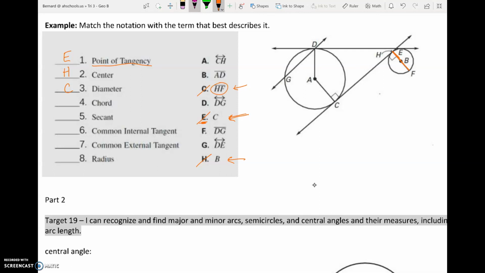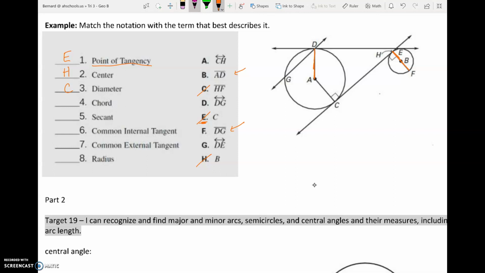All right, now a chord. A chord is a line that has endpoints on the circle. It's a segment that has endpoints on the circle, so no arrows. And so I'm going to clean up this right side. Let's look at our options, and here's our possibilities. It could possibly be AD. Remember, no arrows. Could possibly be DG. No arrows. So those are only 2 options, so let's look at those things.